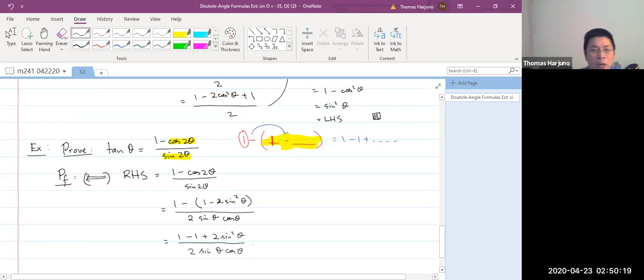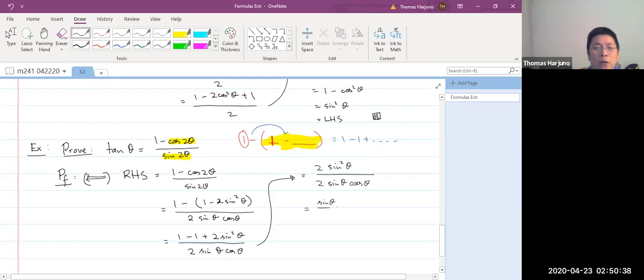And I will cancel the 1. I will continue here to save some space. So I get 2 sine squared theta over 2 sine theta cosine theta. Cancel the 2, cancel the sine. I get sine theta over cosine theta, which is our tangent theta. That's our left hand side. That's the end of the proof.